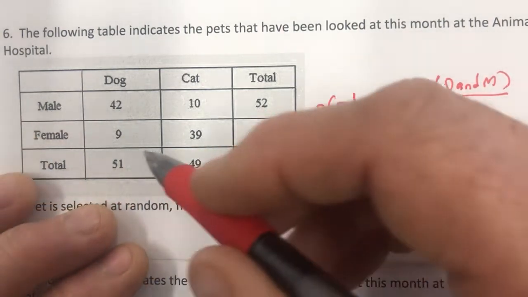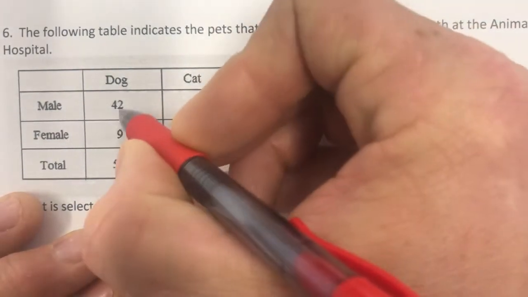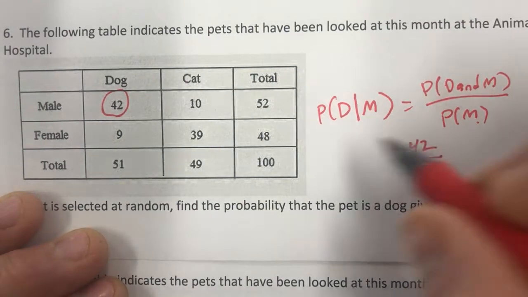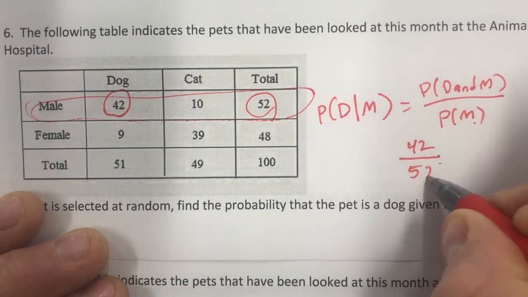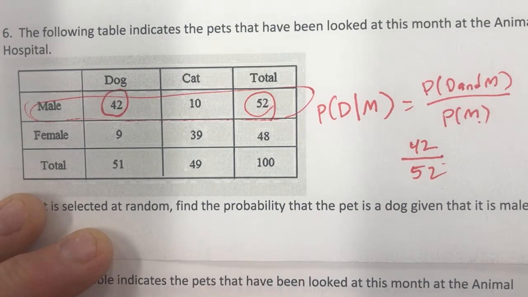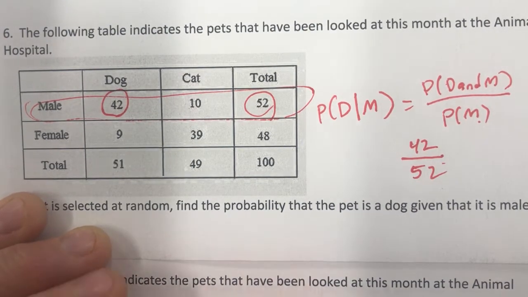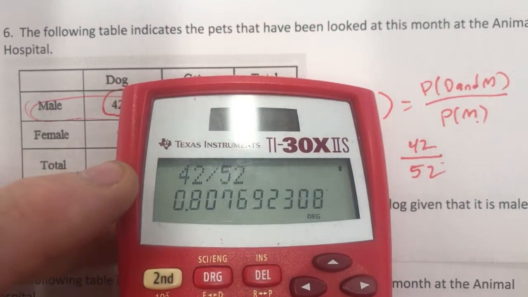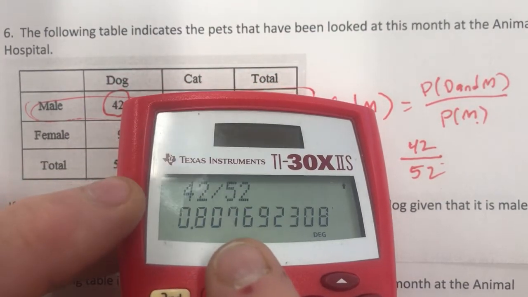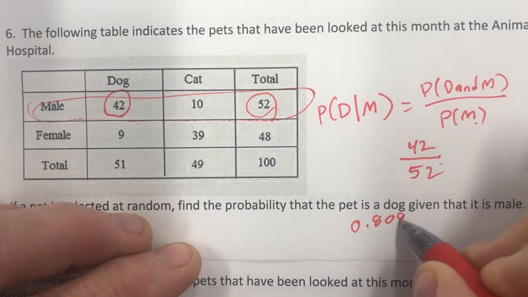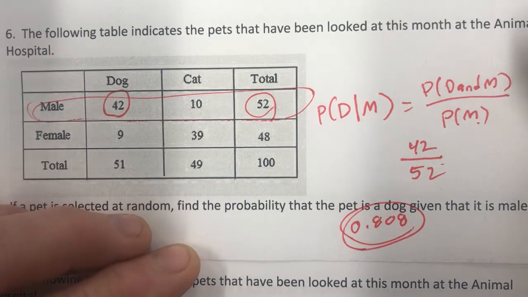All right, dog and male, if you go to the chart here, dog and male is right there, 42. Now, male is right here, and the total is 52. So that's 42 divided by 52. All right, 42 divided by 52. Right there's my answer. Okay, 0.807. But see the 6 here makes the 7 go up, so it's going to be 0.808. That would be my answer there.